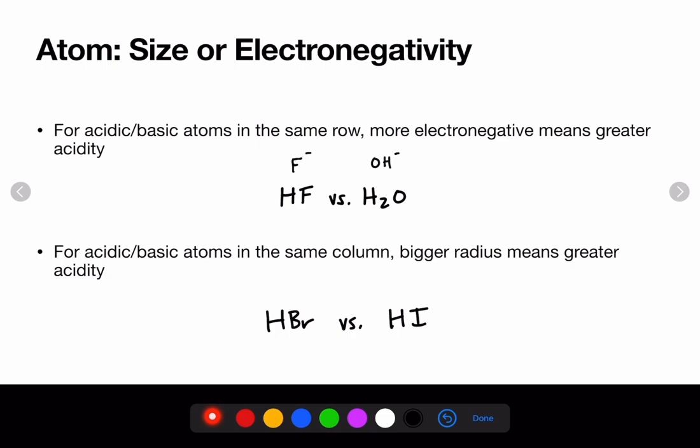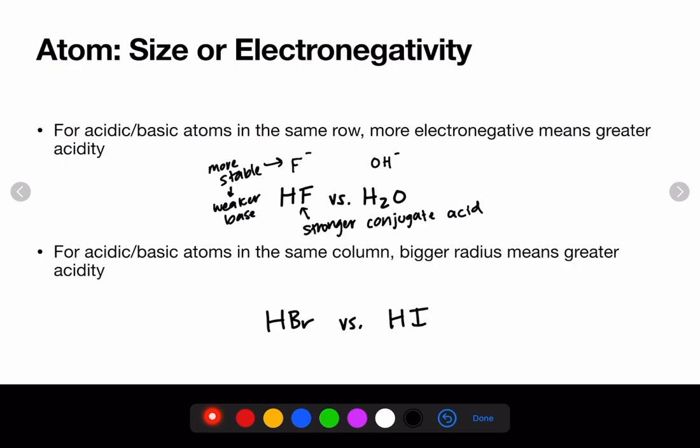Now, F- is more stable because the F is more electronegative, so it holds that negative charge better than the O does. Since it is more stable, that means it is a weaker base, so HF is the stronger conjugate acid. That's why HF is a stronger acid than H2O.